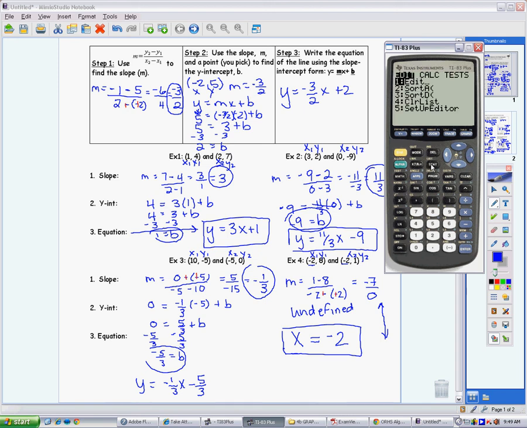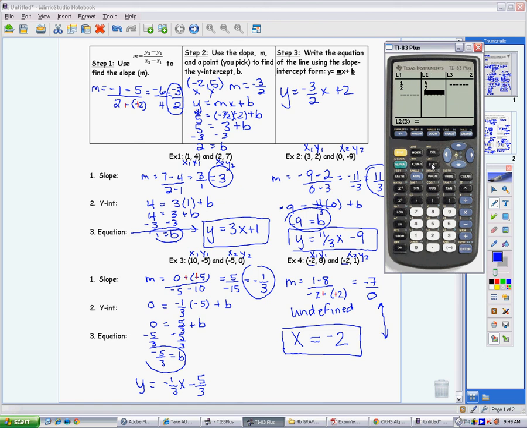So I'm going to come in here to Stat, and we're going to go up to Edit. It's already highlighted, so I'm going to hit Enter, and you'll remember our list, List 1 and List 2. I'm going to put my X coordinates in List 1, so I'm going to have 1 and 2. And then I'm going to come over to List 2, and I'm going to take 4 and 7. Those are my Y coordinates. And so here I have my X and Y coordinates.